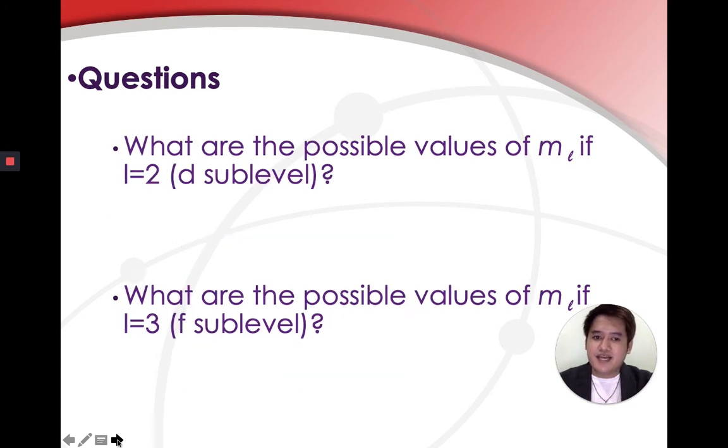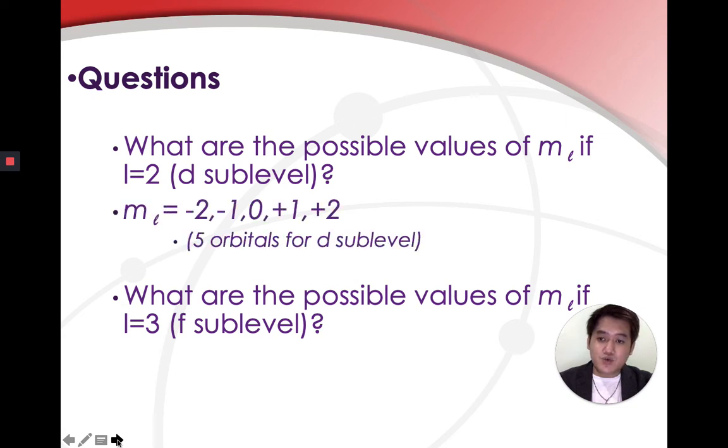What are the possible values of ML if L is equal to 2? Okay, so you must get the pattern now. ML is equal to negative 2, negative 1, 0, positive 1, positive 2. Since L is equal to 2 denotes the D sublevel, the more orbitals we have. As for this case, there are 5. So we start from the negative value of L: negative 2, negative 1, 0, plus 1, plus 2.